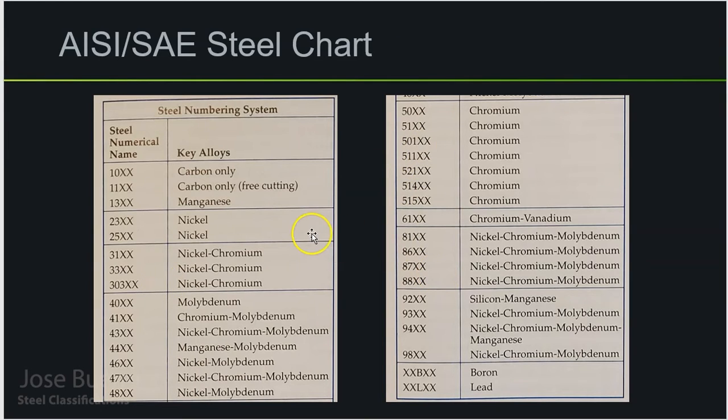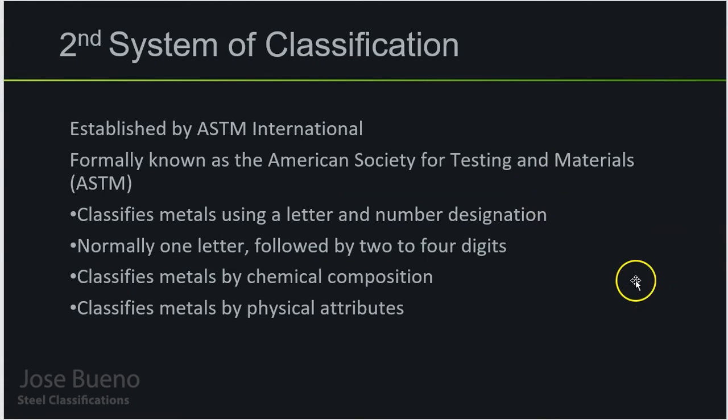So basically, you're going to have 4 digits, and in some cases 5. If you ever have a case where there's 5 digits, the last 2 is always the carbon content. So that means that the first 3 tell you what type of steel it is. Now let's take a look at the second classification.